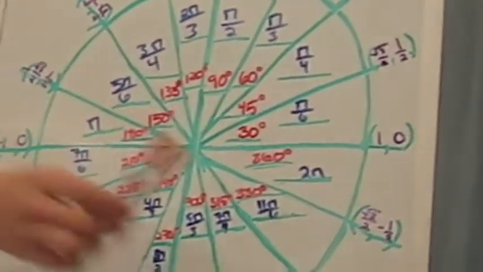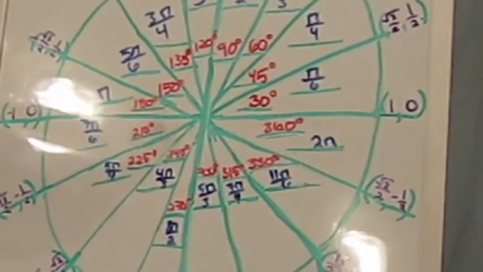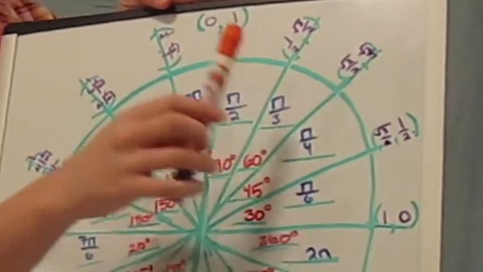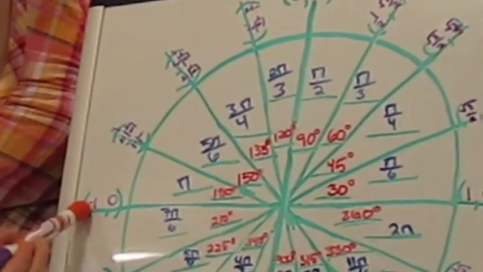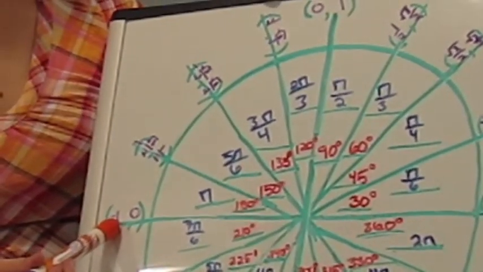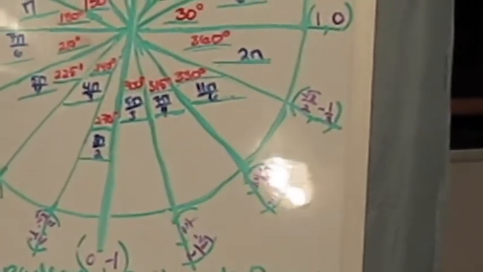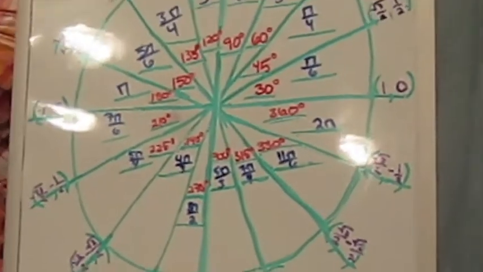When you go to the different quadrants, you also change the negatives. So in this quadrant, quadrant 1, everything is positive. In this quadrant, only the first number is negative. In the third quadrant, both numbers are negative, and in the fourth quadrant, only the second number is negative. And that's your unit circle.